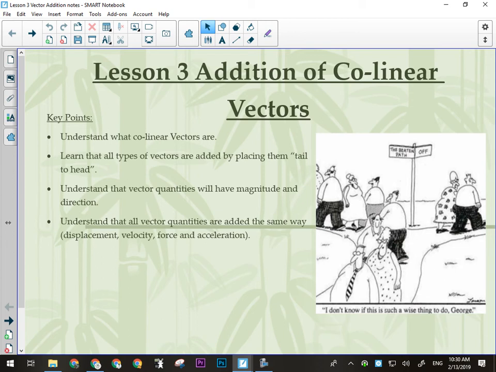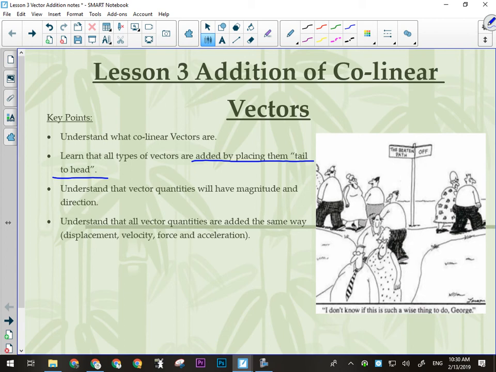Okay, we're going to look at how we add all types of vectors and how we draw all types of vectors. Okay, vectors are always added by placing them tail to head. Essentially, we draw a picture that diagrams out a story. Okay, this person went this way for this far, then they went this way for this far, and we draw one happening right after the other. We kind of draw it chronologically.